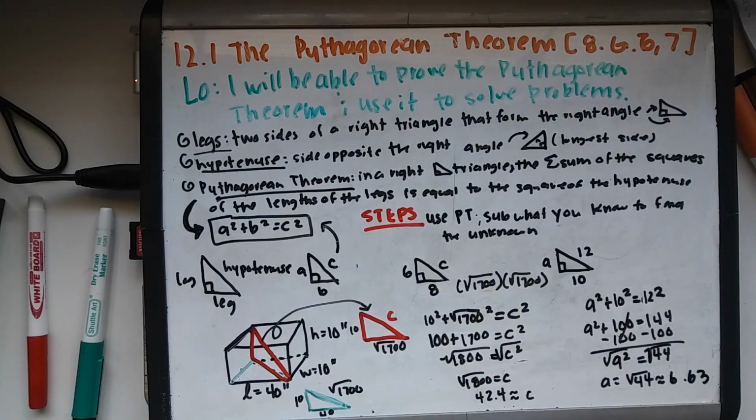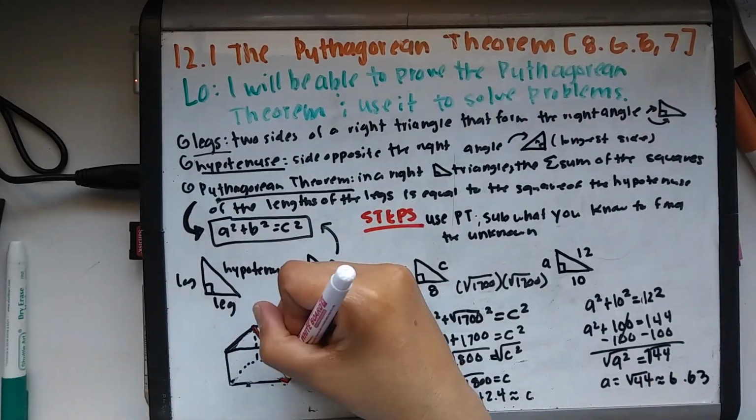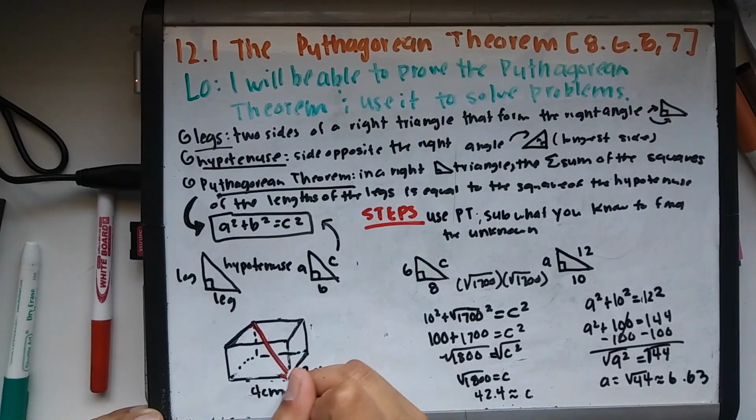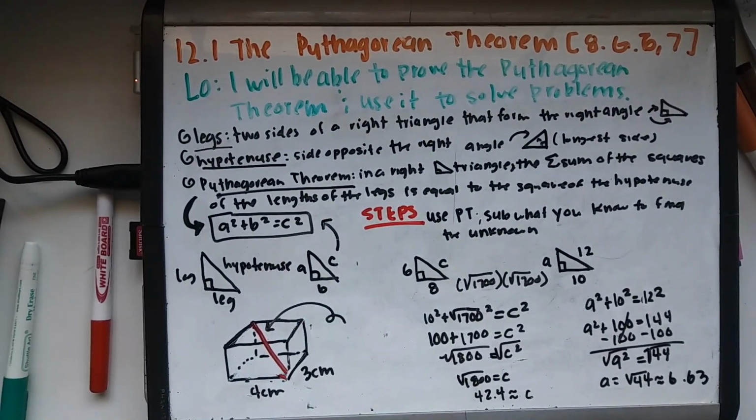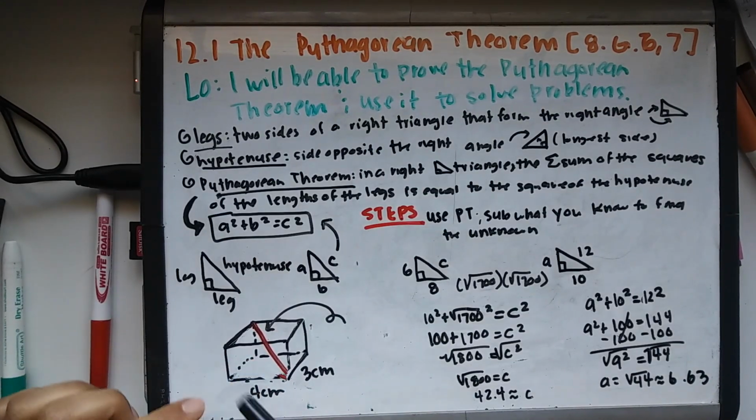Let me go ahead and give you one to do on this one and see how you do. Go ahead and find the red diagonal line in the box. Remember, you have to do the Pythagorean theorem twice. Get this part right here, which is going to be your hypotenuse for the lower triangle, and then use that as your leg for the right triangle.